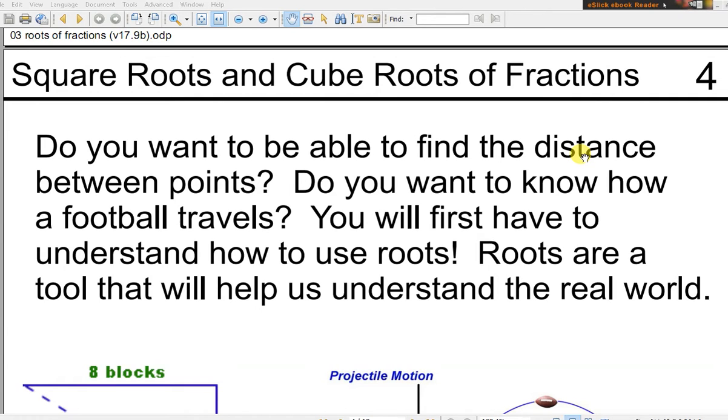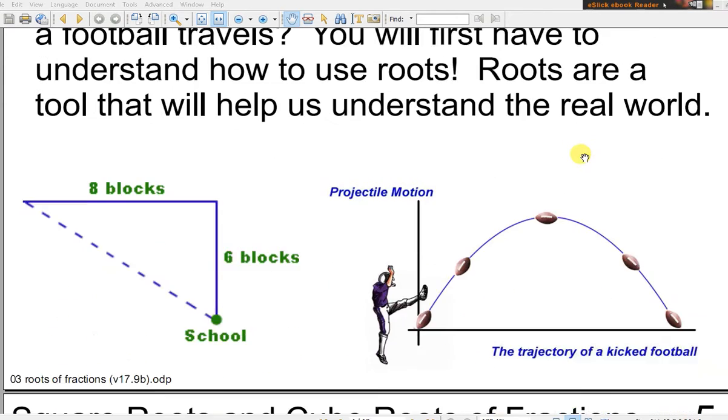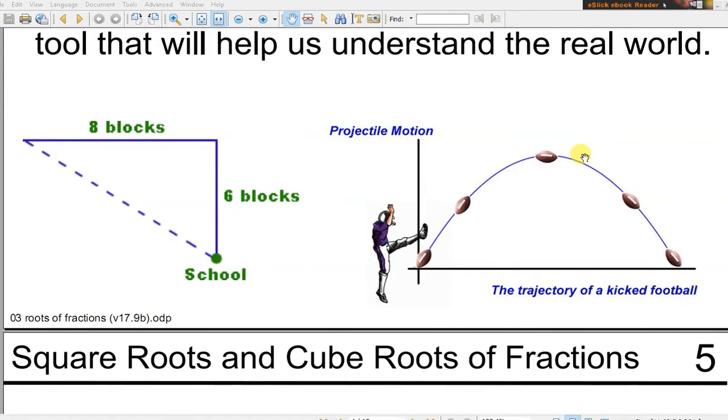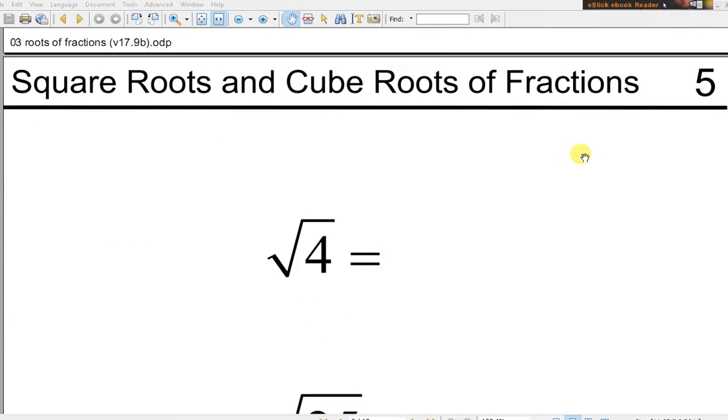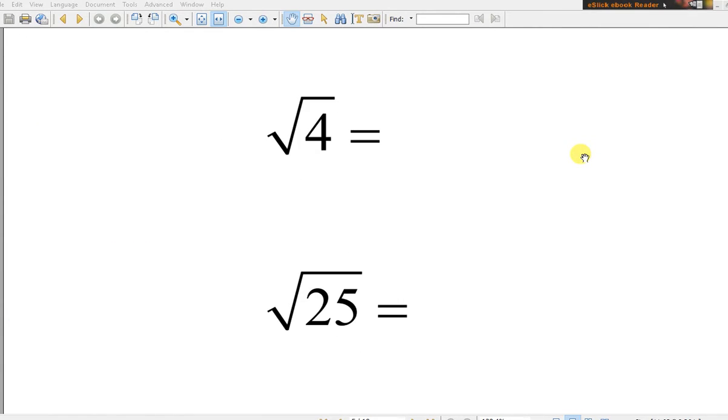Do you want to be able to find the distance between points? Do you want to know how a football travels through the air? Well, square roots are used in both those types of problems. So let's start with our notes right now.